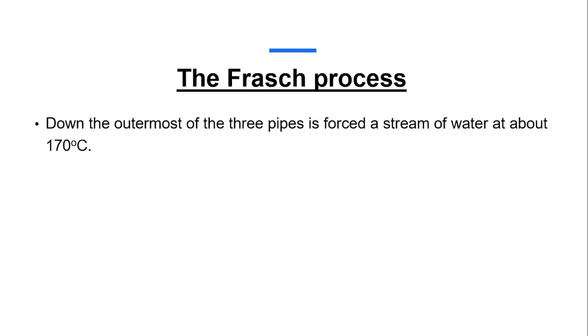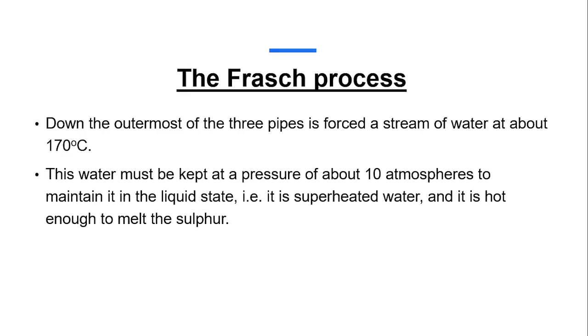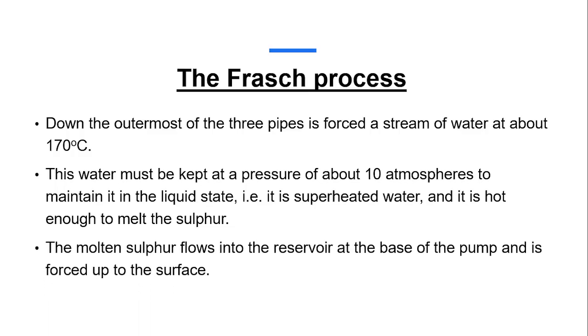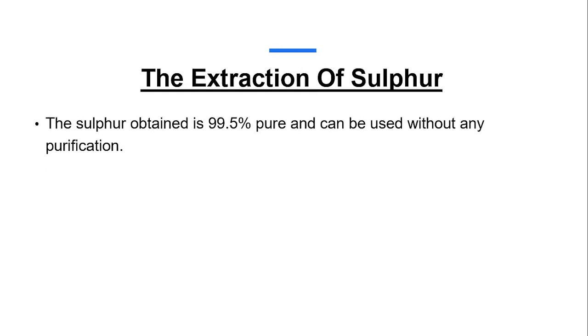Here are the explanations. Down the outermost of the three pipes is forced a stream of water at about 170 degrees. This water must be kept at a pressure of about 10 atmospheres just to maintain it in liquid state. This means that it is superheated water, and it is hot enough to melt the sulfur. The molten sulfur flows into the reservoir at the base of the pump, and it is forced up to the surface. So the sulfur is collected upward through the pipes. Now, the sulfur obtained is 99.5% pure, and it can be used without any purification.